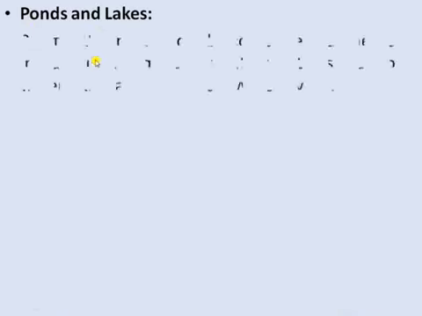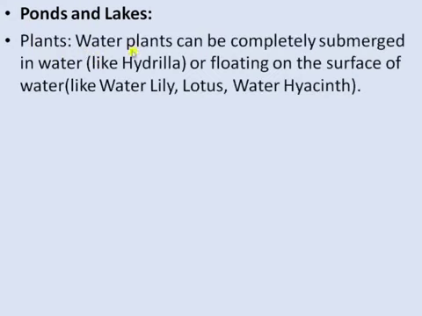In ponds and lakes, water plants can be completely submerged in water like hydrilla, or floating on the surface of the water like water lily, lotus and water hyacinth. These are the plant stems. Here the roots of aquatic plants are either absent or very poorly developed, because water is easily available to them. The leaves are covered with wax to avoid decay due to long exposure to the water.